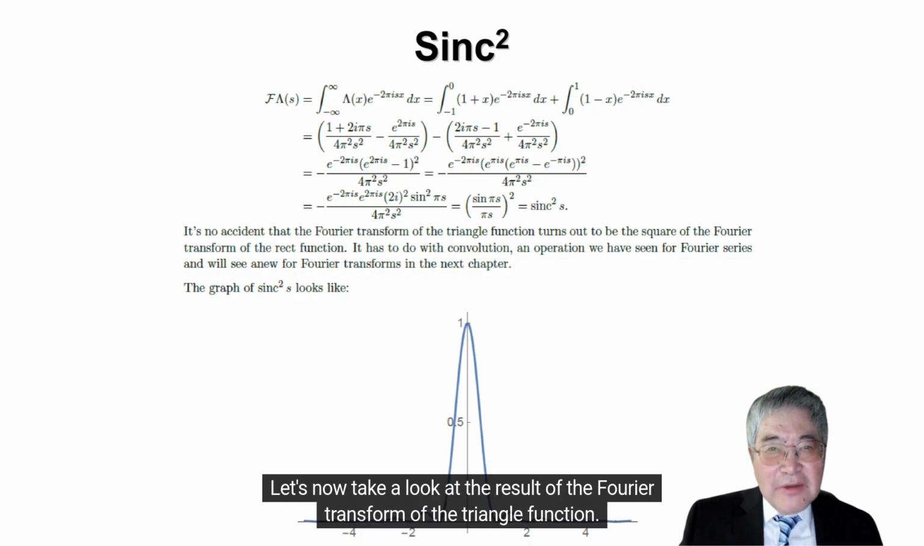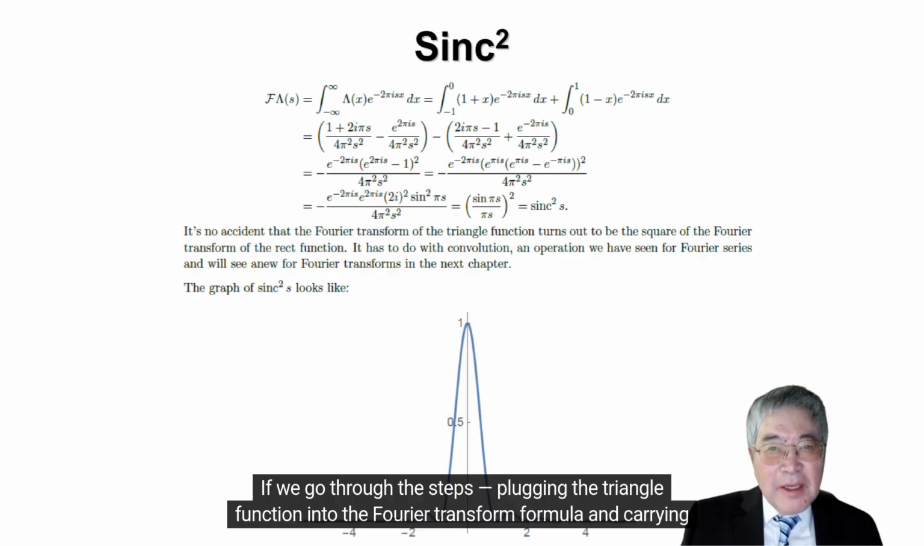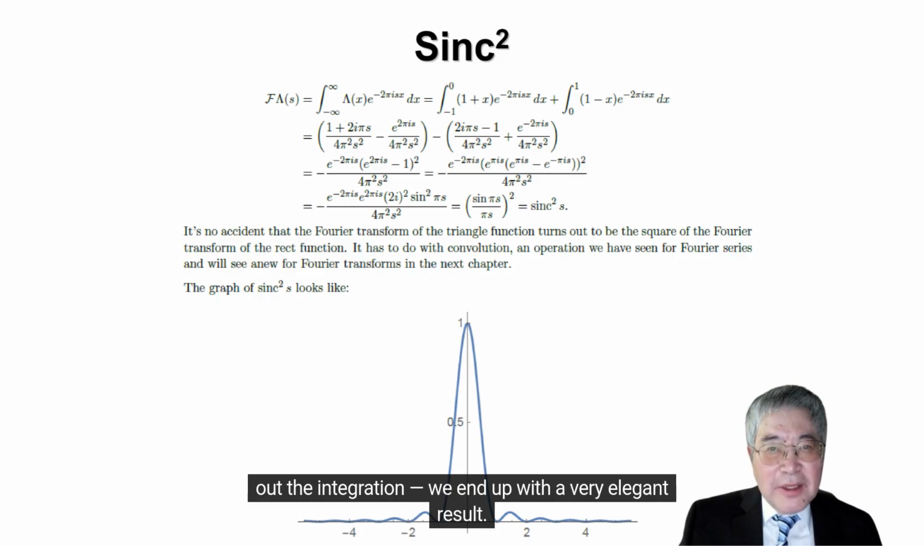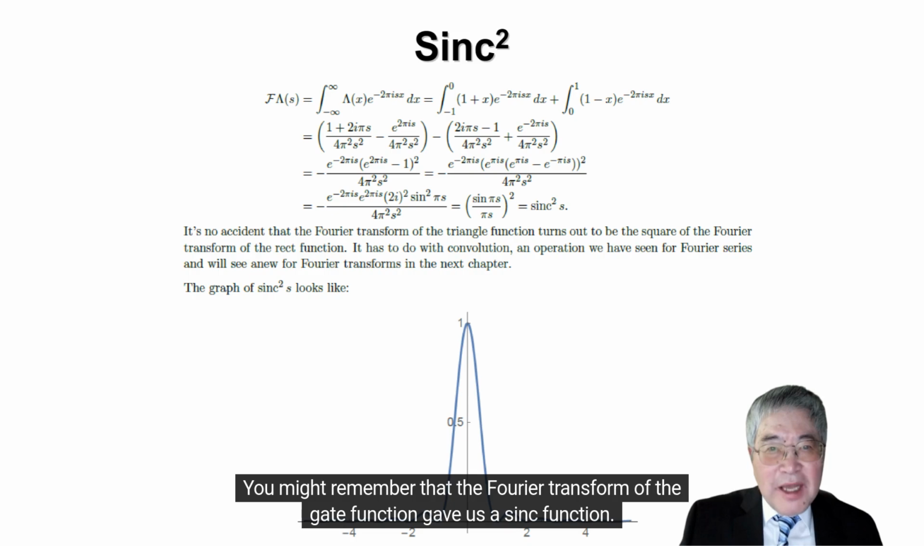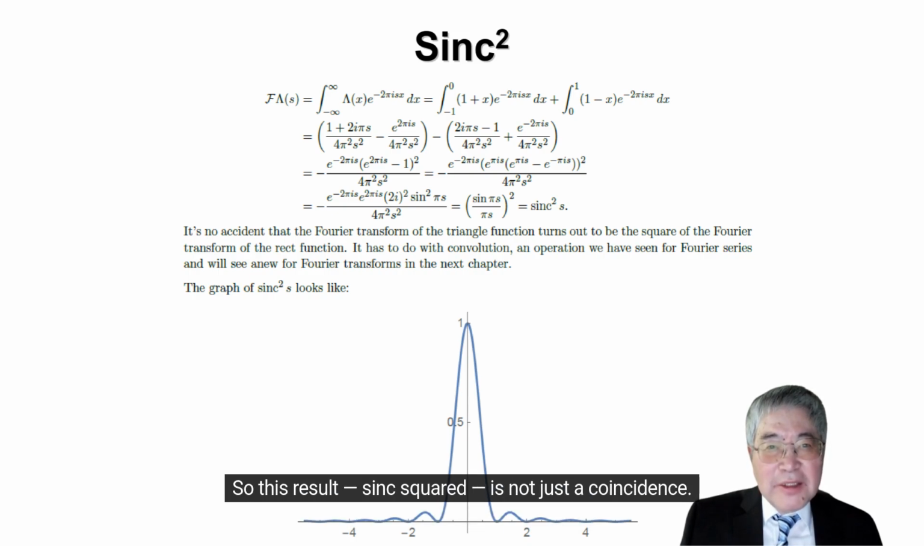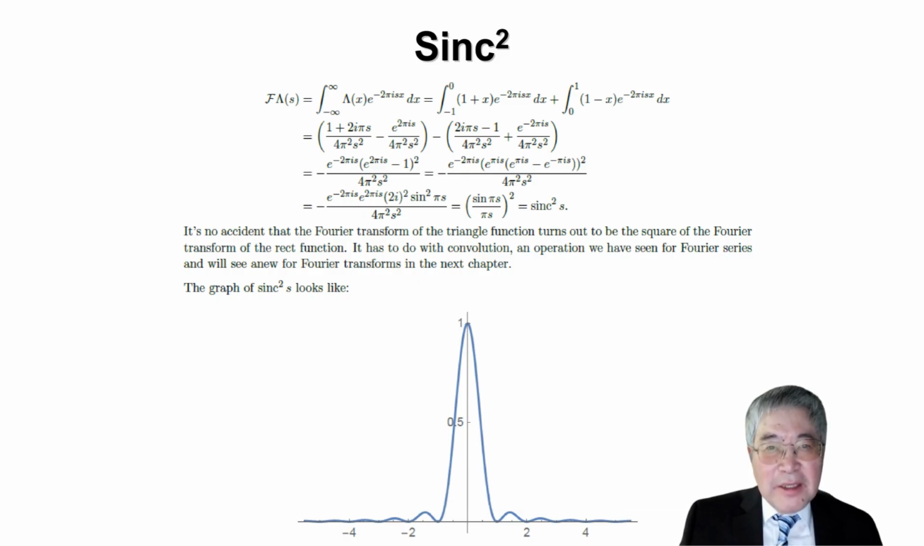Let's now take a look at the result of the Fourier transform of the triangle function. If we go through the steps, plugging the triangle function into the Fourier transform formula and carrying out the integration, we end up with a very elegant result. The Fourier transform turns out to be the square of the sinc function. That is, we get sinc squared. You might remember that the Fourier transform of the gate function gave us a sinc function. So this result, sinc squared, is not just a coincidence. There's actually a deeper reason behind it.